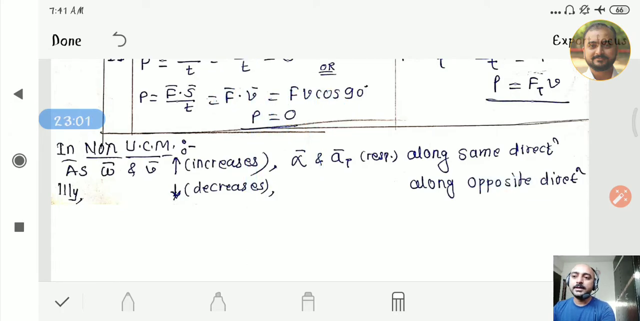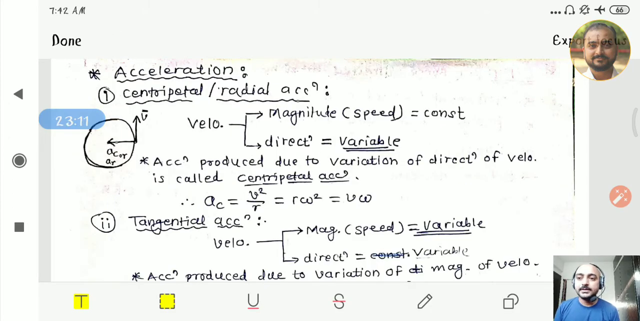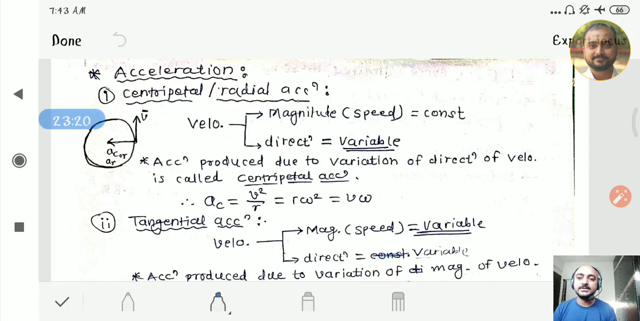So friends, again we have to start with the next point in this chapter, which is acceleration. It is simply the centripetal or radial acceleration. Everyone knows why this acceleration is said to be centripetal or radial. Simply, it is directed towards the center of the circular path, or along the radius, and so it is called centripetal or radial acceleration.